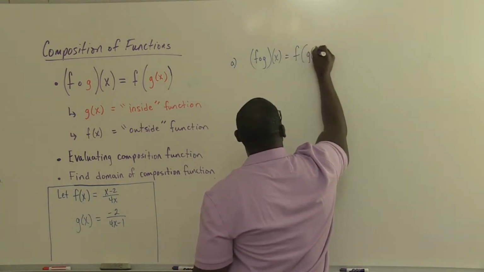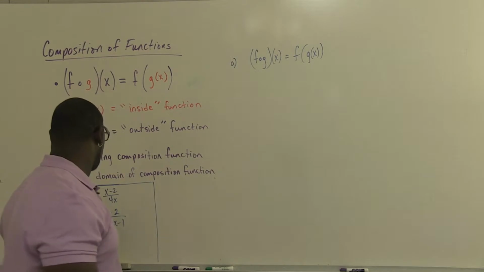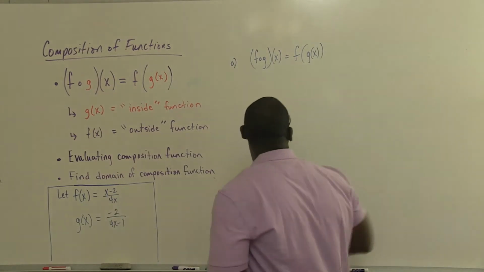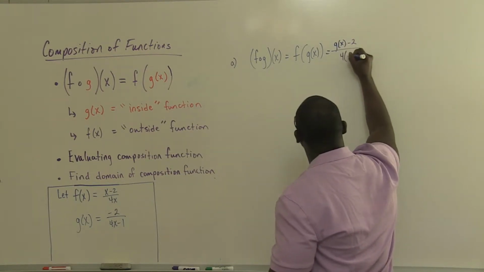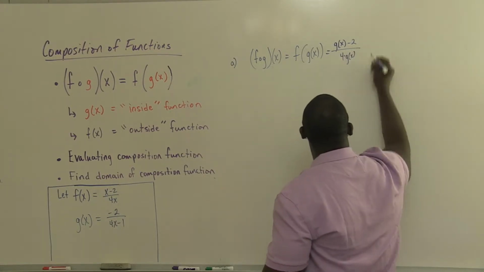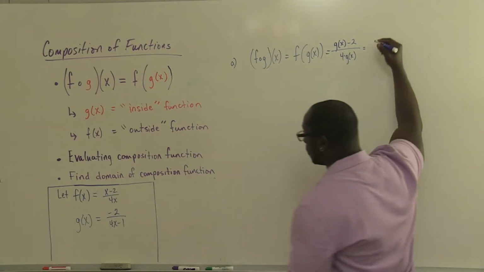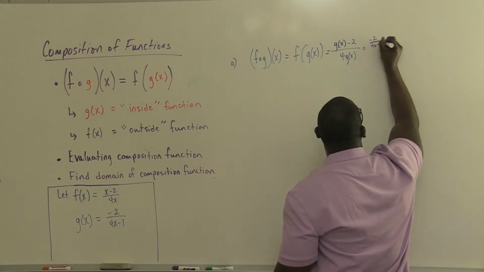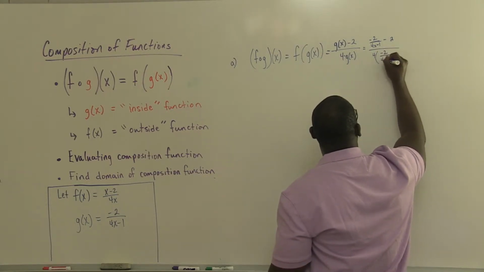So we know that this means f of g of x, literally written that way. And so that means everywhere we see x for f, we are going to plug in g. So that would be g of x minus 2 divided by 4 times g of x. Now we know that g of x is negative 2 divided by 4x minus 1. So all that minus 2 over 4 times negative 2 over 4x minus 1.